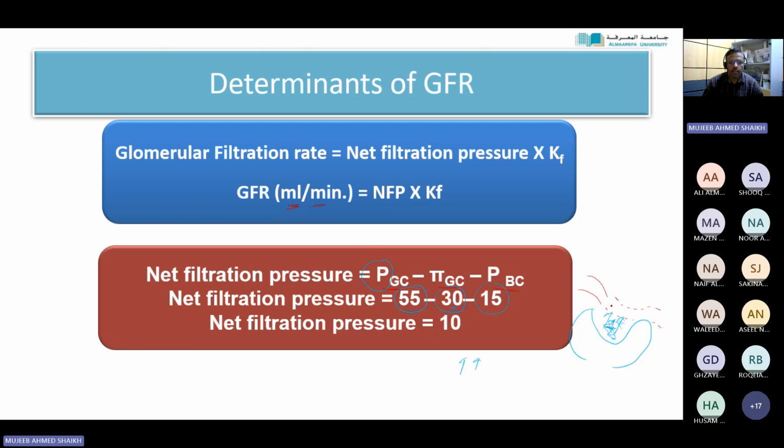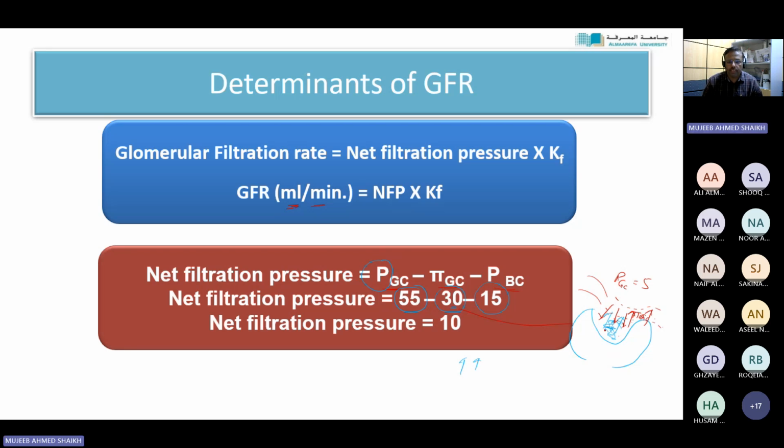Now inside there is 55 millimeter of mercury, which is going in this direction. This is the pressure because of the water content. This is called hydrostatic pressure. P glomerular capillary is 55. And there is pi GC, that is glomerular capillary osmotic pressure, which is about 30, in the opposite direction.